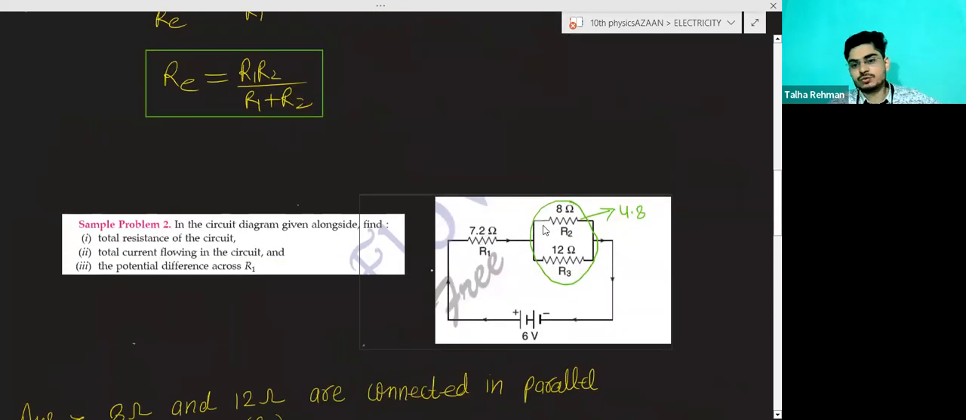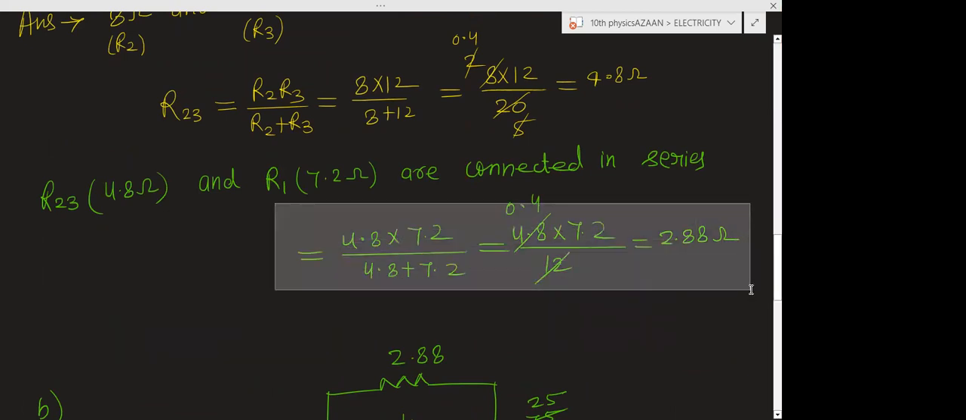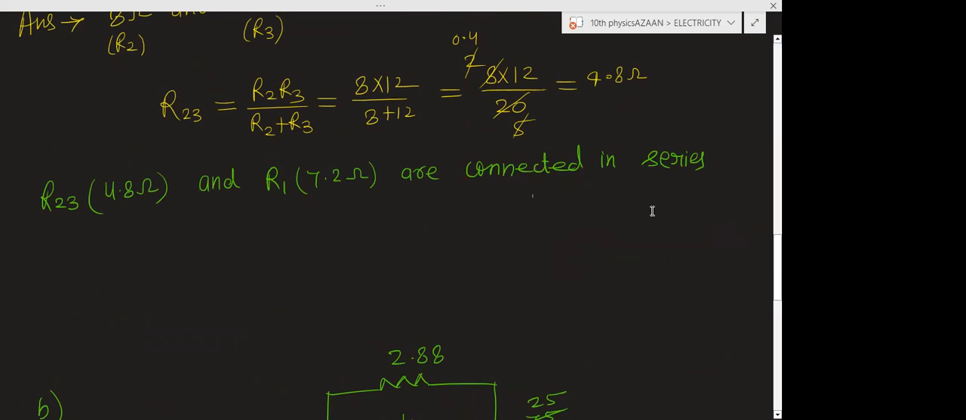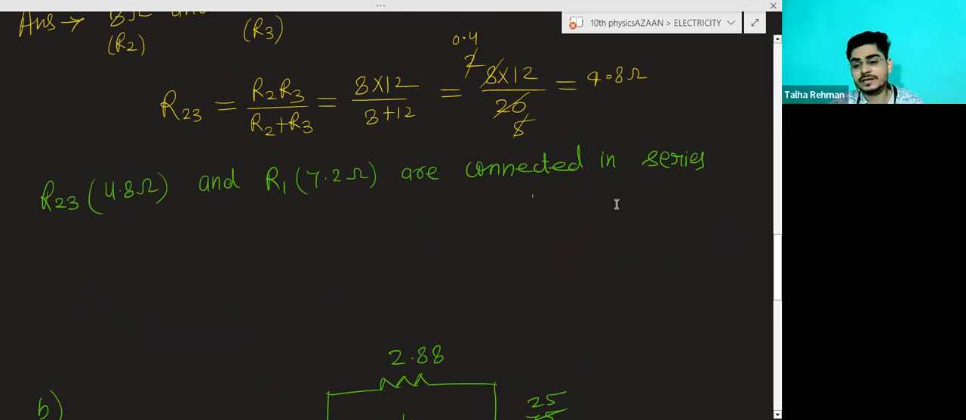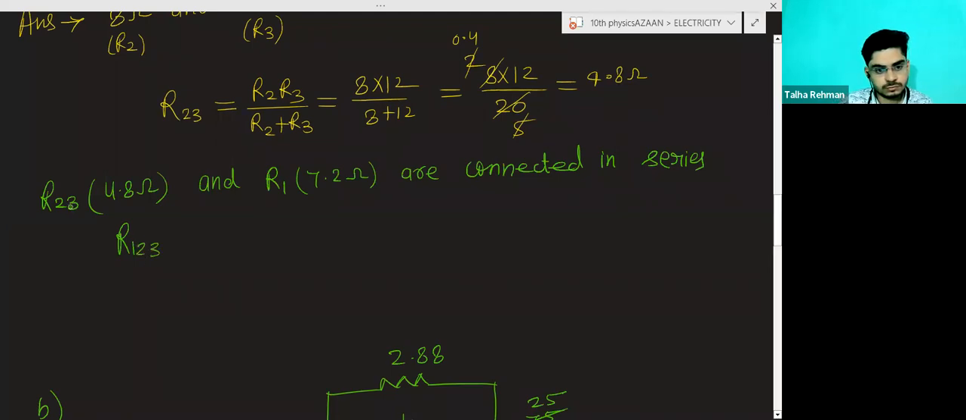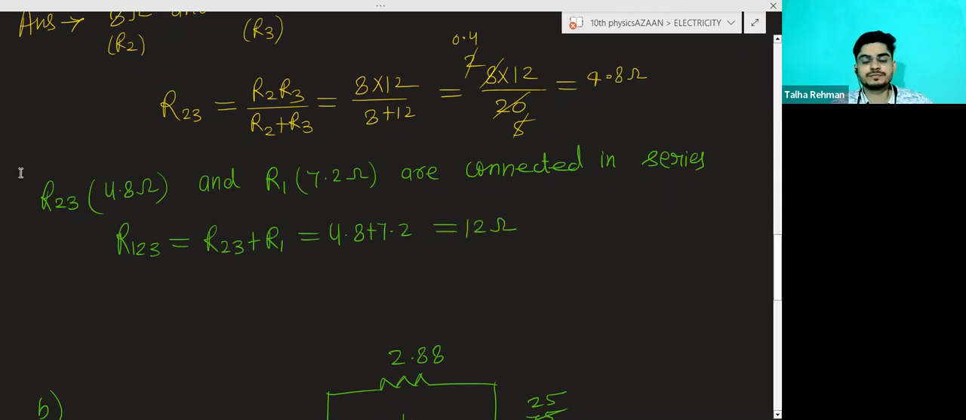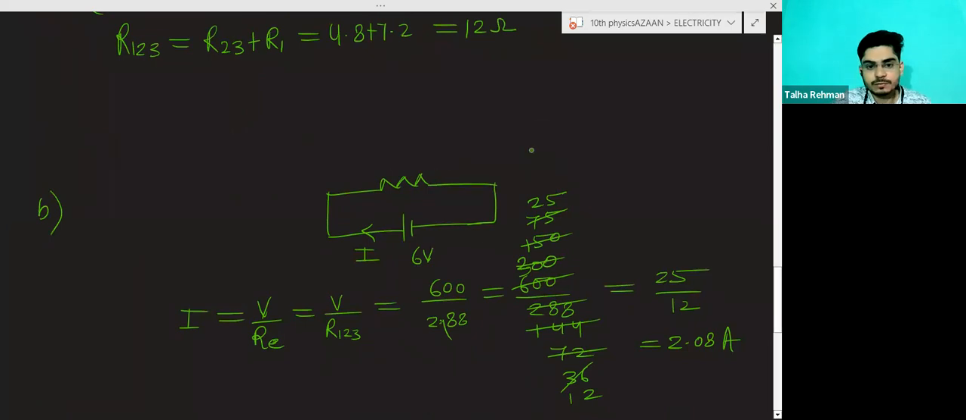You can see here this 7.2 and 4.8 are in series or parallel? In series combination. So we have to add. What happened? They are in series. I have written here. You can also tell me. Okay, no problem. So what will be the equivalent resistance, means R123? It will be R23 plus R1. That will be 4.8 plus 7.2. 7 plus 4 is 11, 0.8 plus 0.2 is 1, 11 plus 1 is 12 ohm. So this equivalent resistance will be 12 ohm.